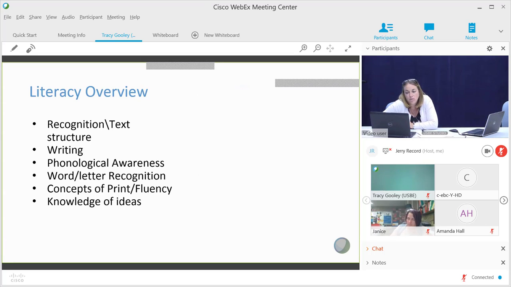So really quickly, here is a literacy overview. We are going to look at text structure and recognition. We'll look at writing. We'll look at phonological awareness, word and letter recognition. We're going to look at print concepts and fluency. And for this assessment, we've combined the two. The skill sets and what was being asked in those essential elements were very similar. And then we'll also look at knowledge of ideas under literacy.